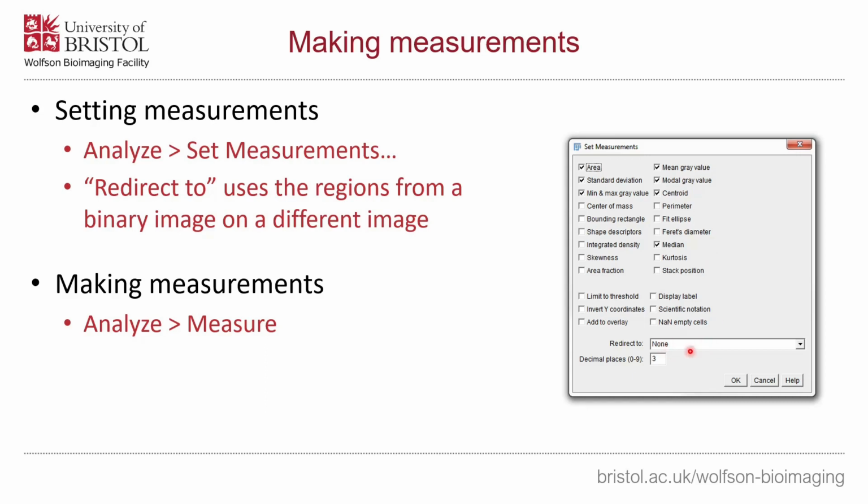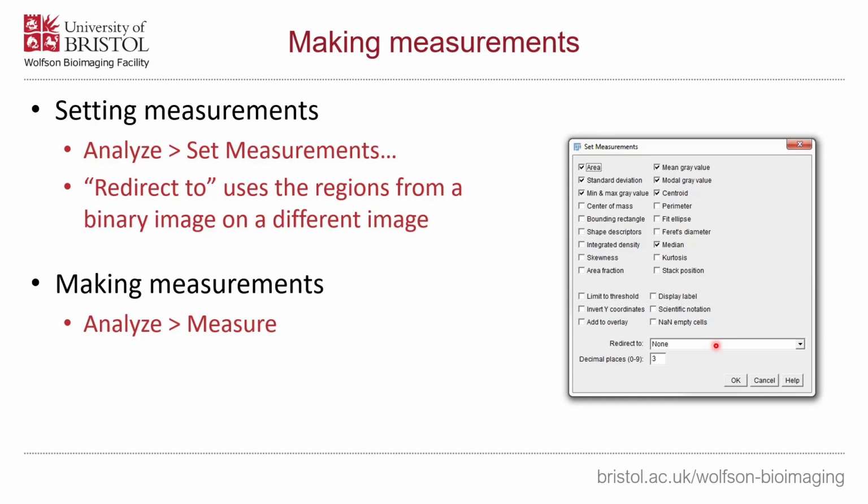Another useful tool that we'll be using later on is the ability to redirect to. The reason for this is that if you are using the Analyze Particles function, for example, it will identify a single particle, a single object, as a continuous region of black pixels or zero intensity pixels, depending on how ImageJ is set up. Now, if you were to make intensity measurements of that, it would always tell you that your mean, min and max intensity values are just 0, and that's not very useful.